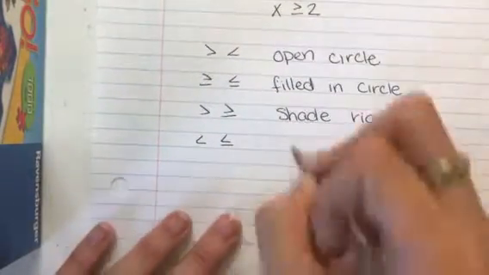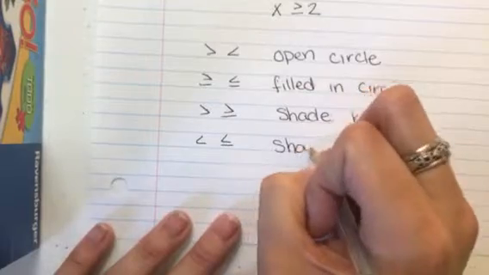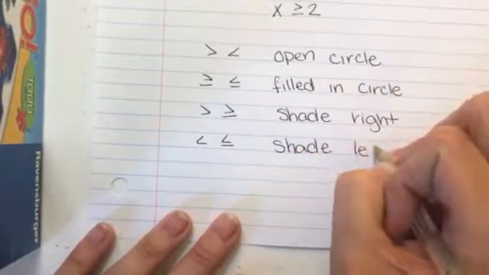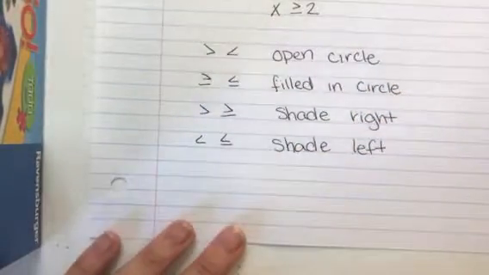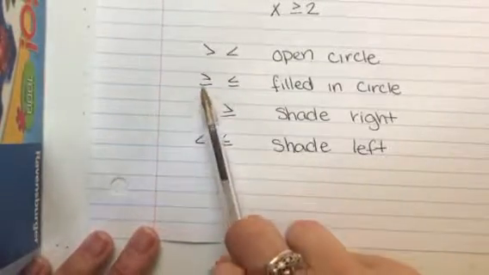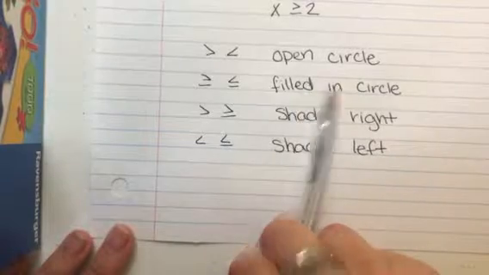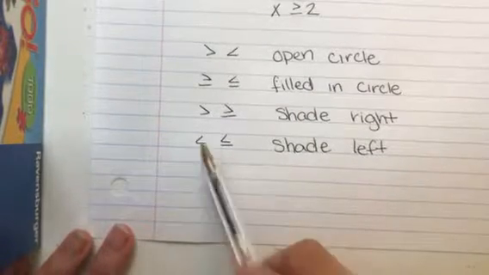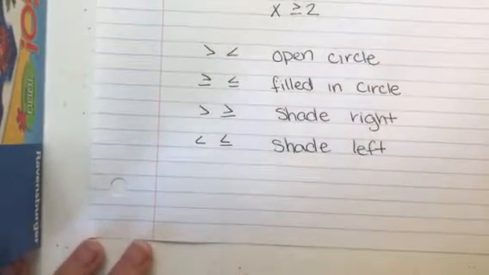Okay, with less than or equal to, we are going to shade left, right? Any numbers to the left on a number line are less than. So some rules for helping you remember are maybe that a solid line underneath means you're going to graph it with a solid circle. Okay, less than means to shade left.